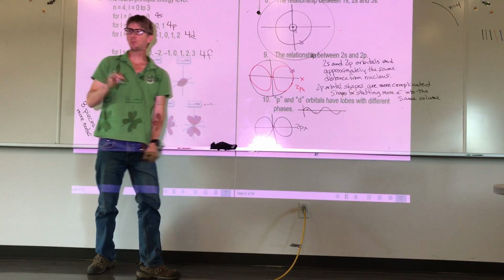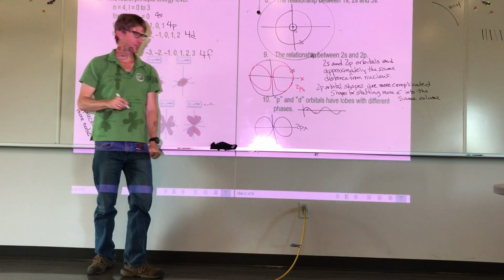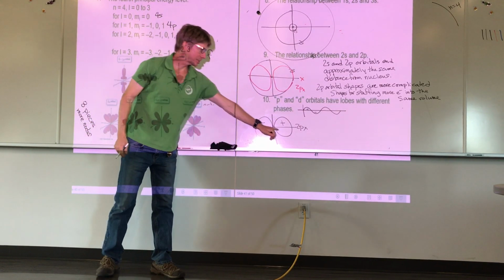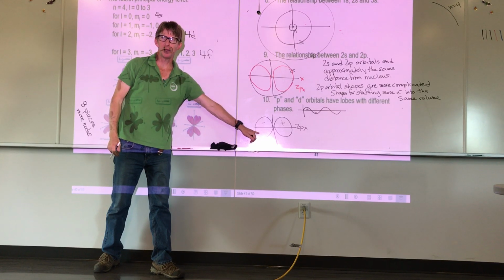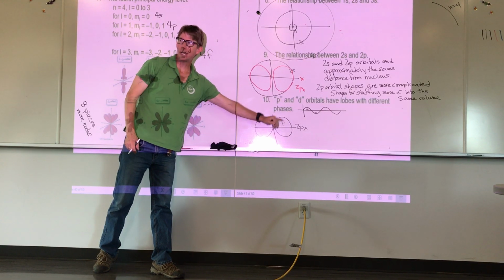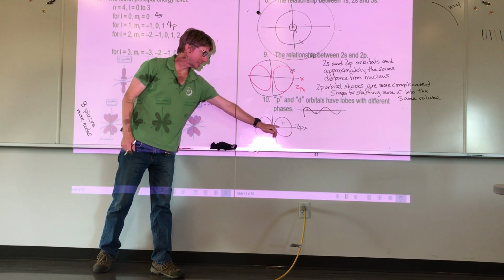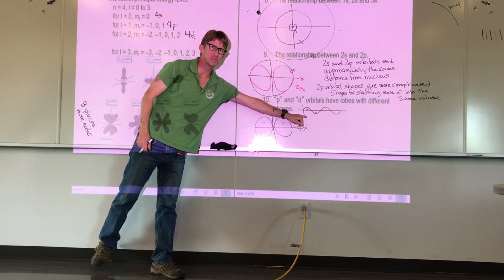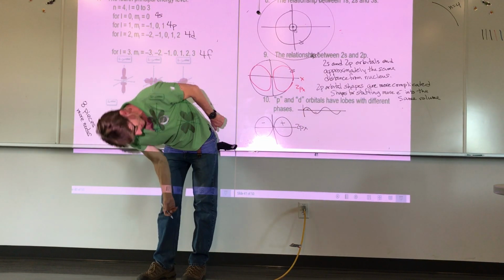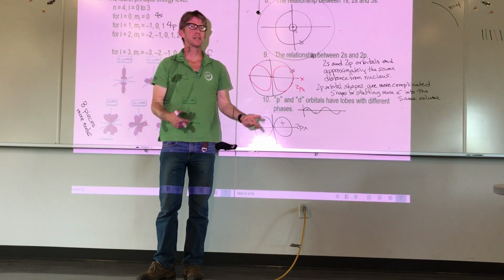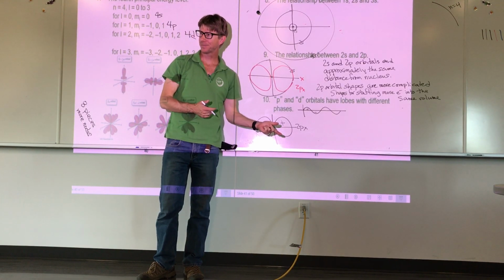If I draw the 2px orbital, what I'm trying to say is there's a positive part and a negative part, similar to how a wave has a positive and negative part. And it doesn't matter which one you call positive and negative, you're just trying to differentiate these, just like you're trying to differentiate these. Because if you look at the wave like this, then the negative part's on the top, and the positive part's on the bottom.